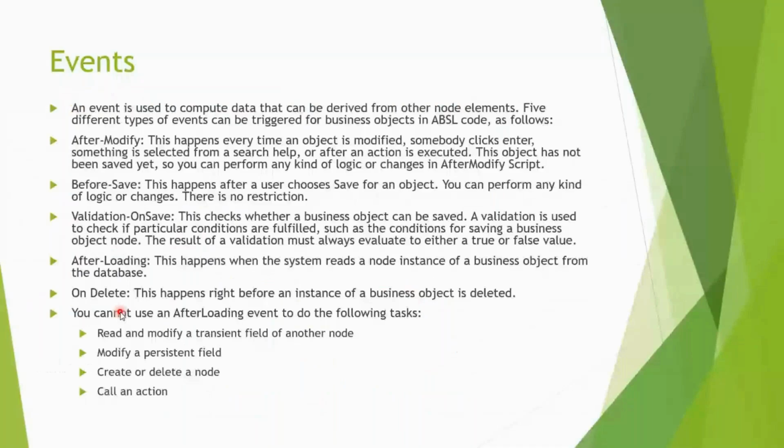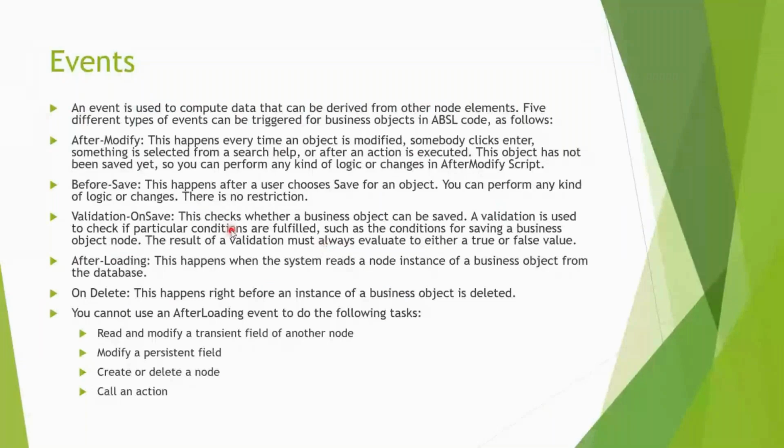Okay. So, the explanation I have given here: after modify will trigger every time the object is modified. Before save will trigger when the save button is clicked. Again, the same thing for validation on save. It is just to write error messages, like validations. We have to do only the validation. We can't update any fields in the validation on save.